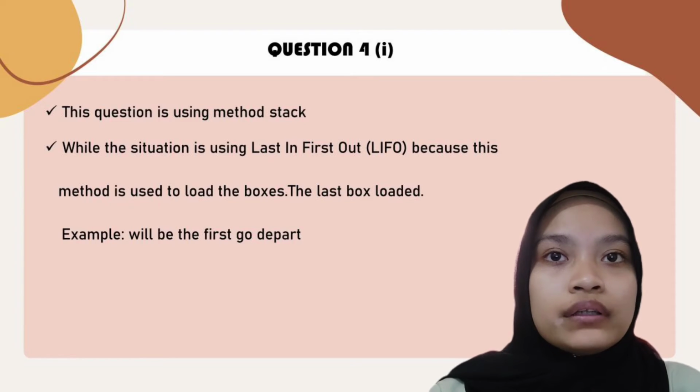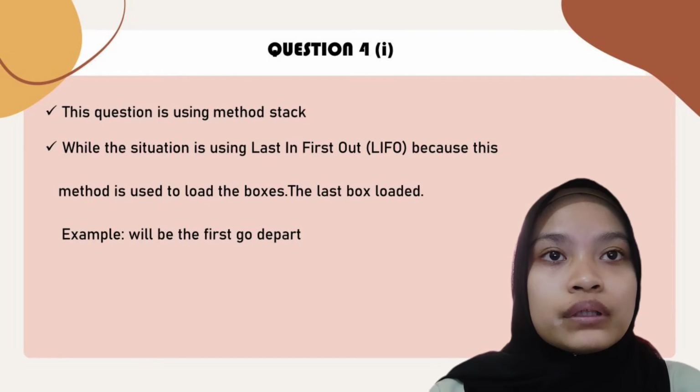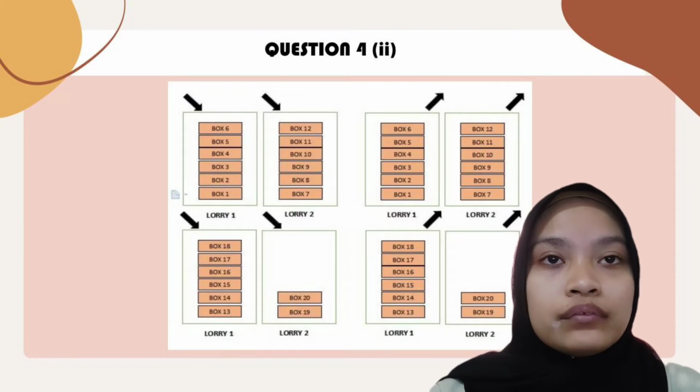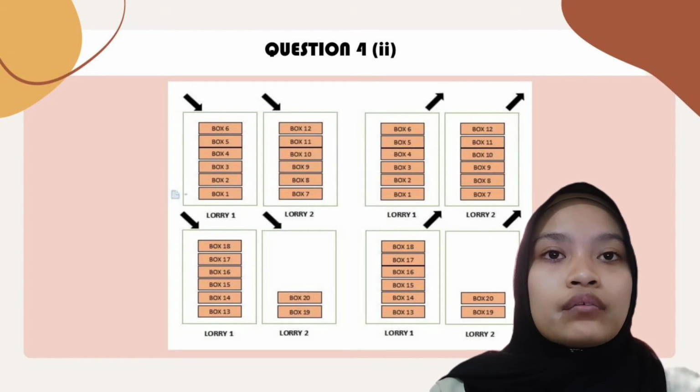So it is very relevant to the question because the box has to be removed from the top, the last one to enter and the earliest one to exit. It will be sent first with 12 boxes with 2 lorries because one lorry can only fit 6 boxes, followed by another 8 boxes. But 8 boxes can fit in one lorry, so 2 more boxes are in lorry 2. For example, it will be the first to depart.